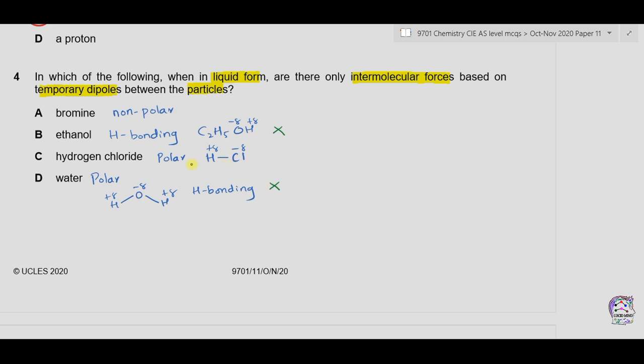In hydrogen chloride the compound is polar, so therefore the forces are permanent dipole-dipole forces. So in bromine molecule, when the molecules are close together, only temporary dipoles are present. Therefore, answer is A.